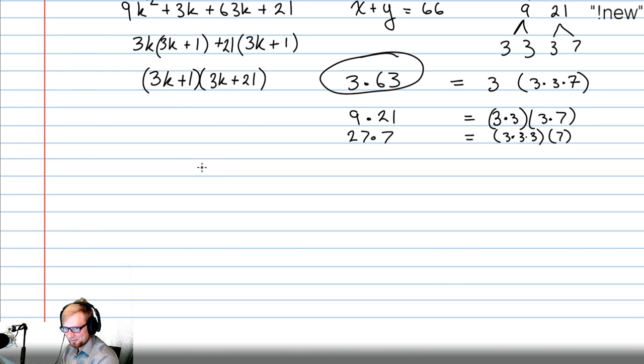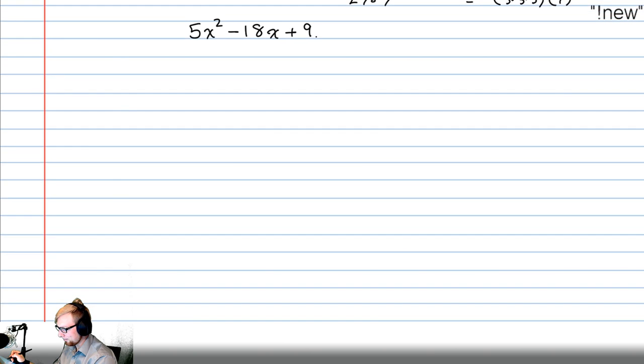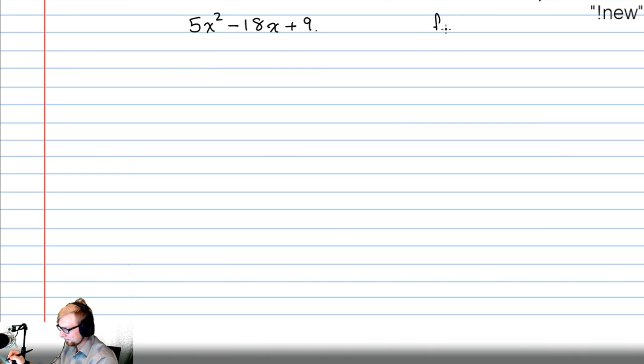Okay, next one. 5x squared minus 18 plus 9. 5 times 9 is 45, and it has to equal negative 18. Okay, you do that. I am going to finish this post.